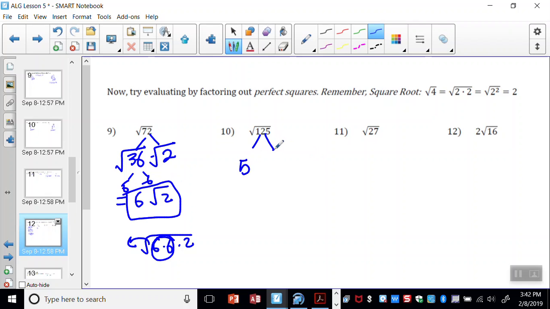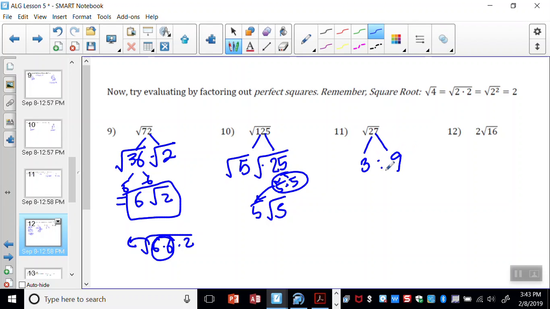125, let's divide by 5. Then it's 5 times 25. This is a perfect square. What is the square root of 25? It's 5, so it's 5 square root of 5. Or you can think of this as 5 times 5, so this will come out. 27 is 3 times 9. This is a perfect square. Square root of 9 is 3, so it's 3 square root of 3. 16, square root of 16 is 4. It's a perfect square, so it's 2 times 4, which is 8.